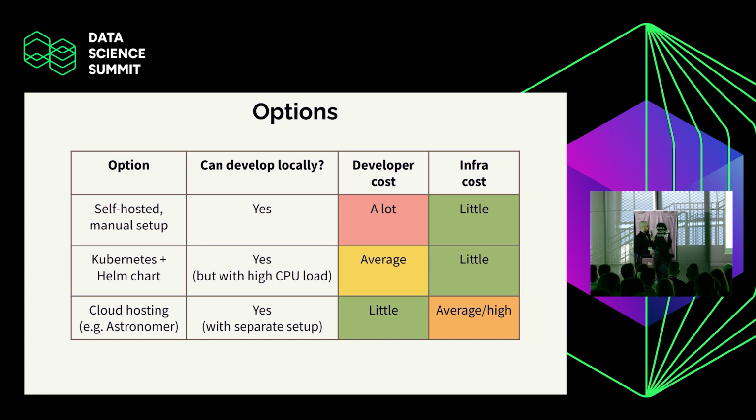You can also use Kubernetes if you have set up Kubernetes. Then you can use Helm charts. Helm charts are great. You just install the Helm chart and basically you're good to go. Of course, locally, your CPU will cry if it needs to run all of those services, for example, with Minikube, but this is doable. The developer cost is average. It can be very little if you have Kubernetes already set up and you just need to install it. But the infra cost can also be very little because Kubernetes scales those orchestrators very well in practice.